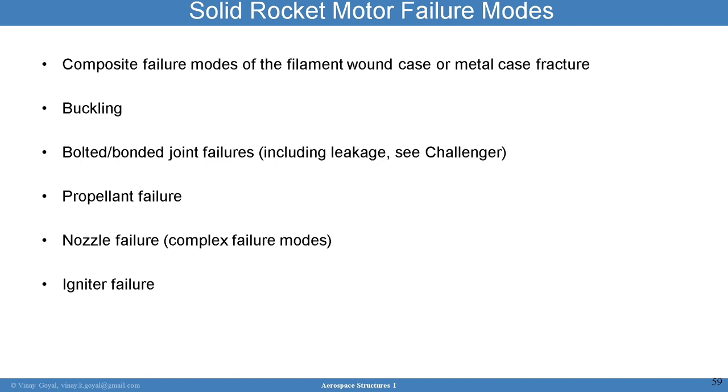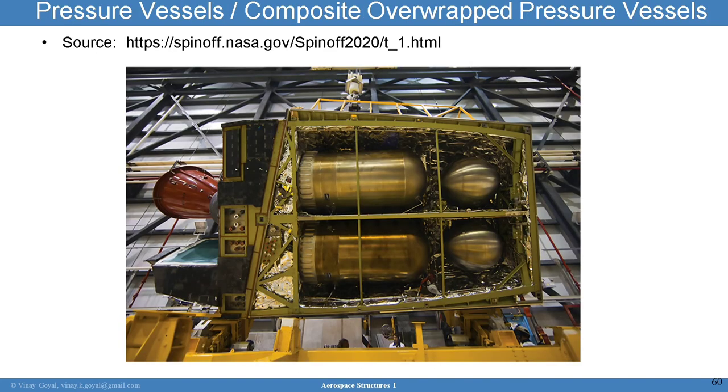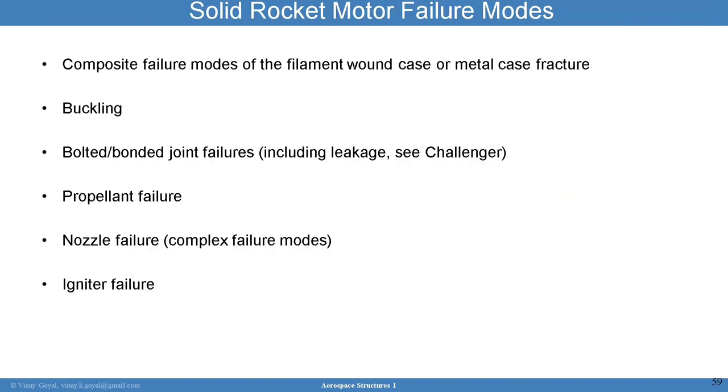Solid rocket motor failure modes: composite failure modes of the filament wound case or metal case, buckling, bolted or bonded joint connections, and including leakage. So I want you to look at the Challenger as an example of leakage at a bolted joint design. Propellant failure, nozzle failure, and igniter failure. Nozzle failure comes accompanied with very complex failure modes: delamination, matrix cracking, fiber failure, pocketing, wedge out. A lot of different failure modes are not very simple to analyze, and so your best course of action is to test and to learn.